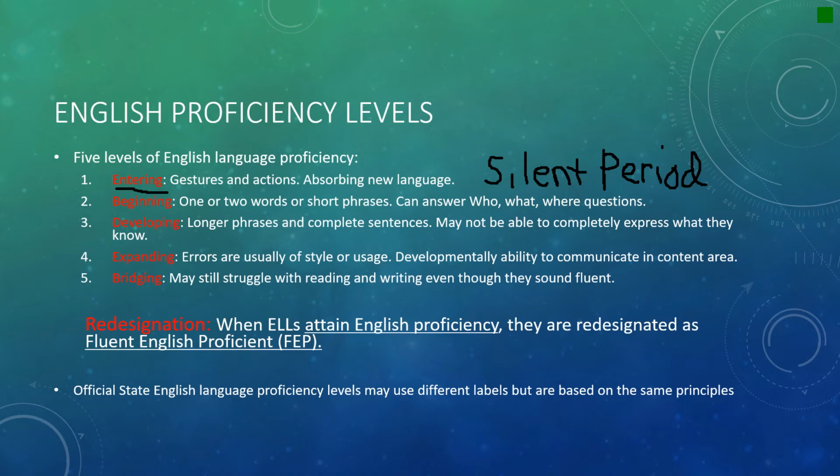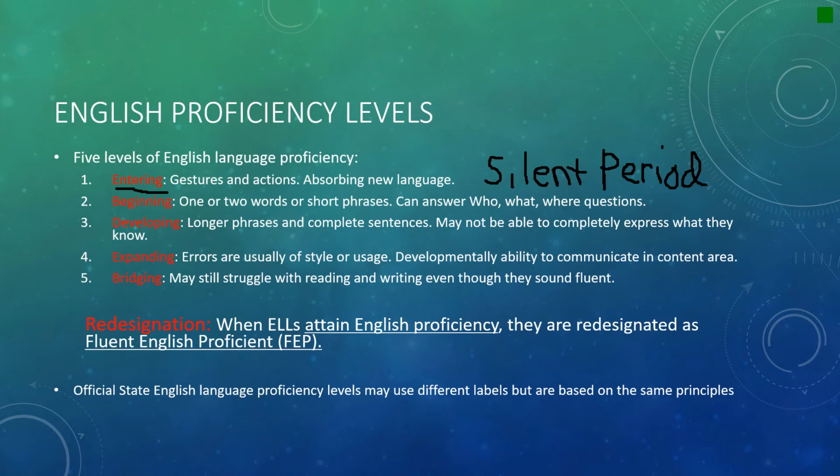Developing, they're really able to start using and producing the language with longer phrases and complete sentences, but they still may struggle to completely express what they know. So a lot of scaffolds still need to happen in these first 3 stages. When students reach expanding, a lot of their errors are mostly due to style or usage. So you can do a lot of the same things with them that you're doing with your native speakers. However, you might want to adjust your grading accordingly, because they are still in the expanding stage of their English proficiency.